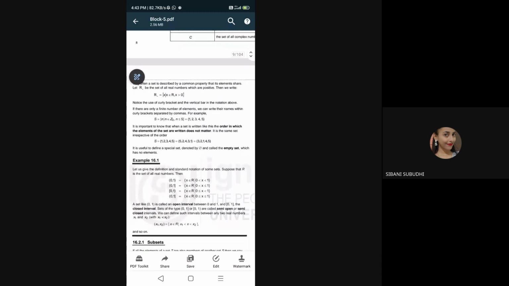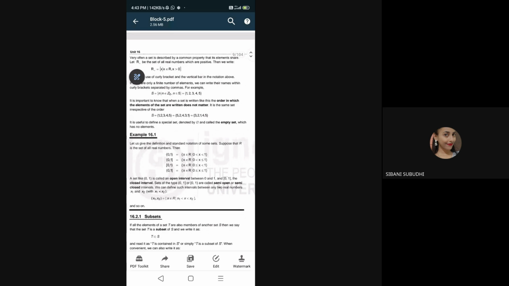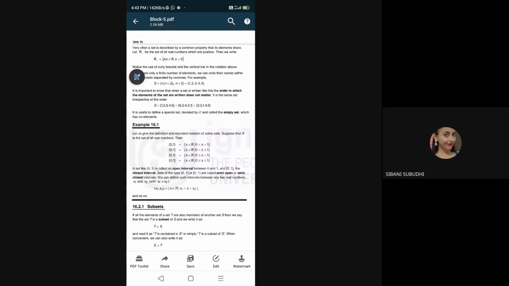It is useful to define a special set denoted by phi, which is called the empty set. In the empty set there are no elements. So let us give the definition and standard notation of some sets. Suppose R is the set of real numbers, then (0, 1) equals {x belongs to R such that 0 is smaller than x, smaller than 1}, and so on and so forth.